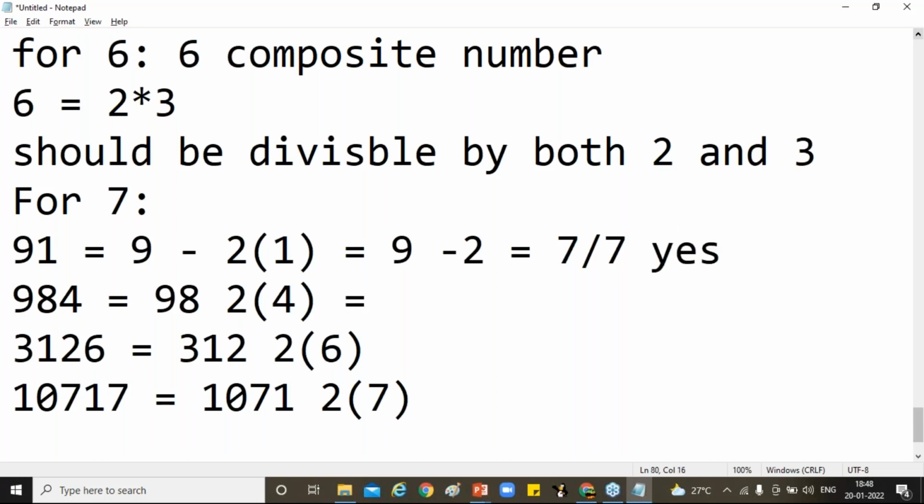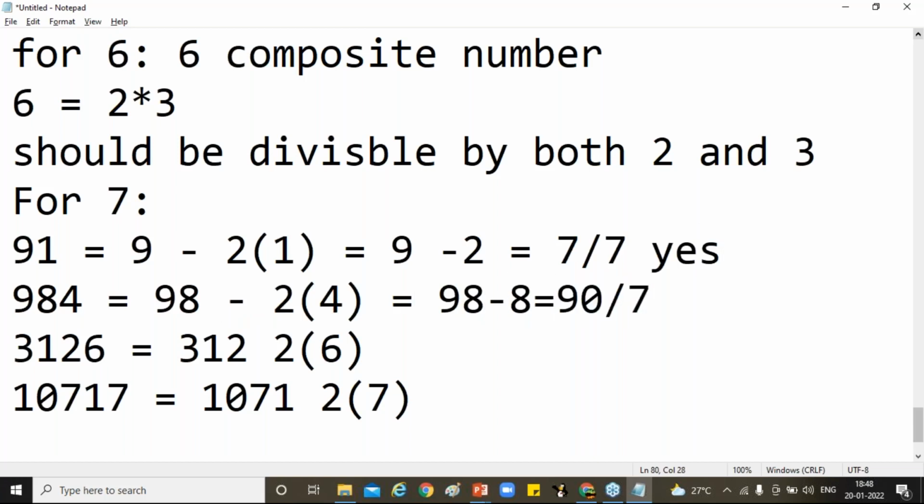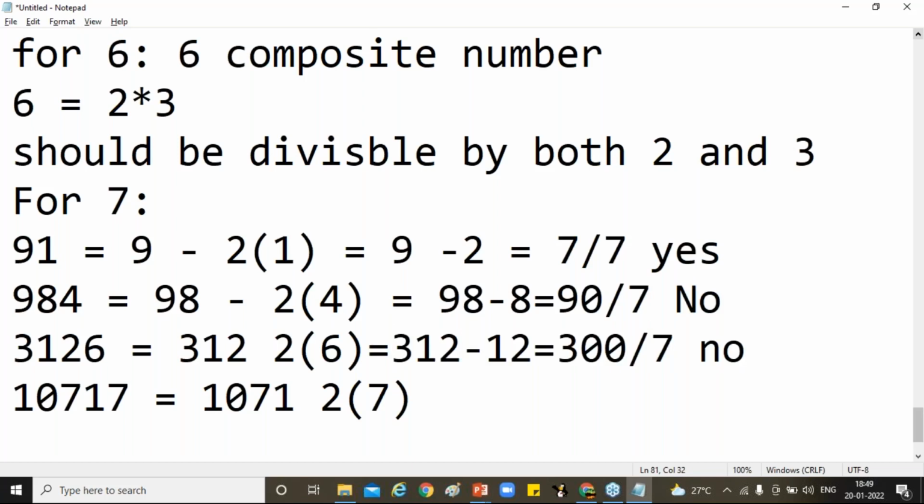But here, if we have to take the difference, 98 minus 8 is equal to 90. 90 is not exactly divisible by 7. So then 984 is also not divisible by 7. Here also 312 minus 12 is equal to 300. 300 is exactly divisible by 7? No. Then the given number is also not divisible by 7.